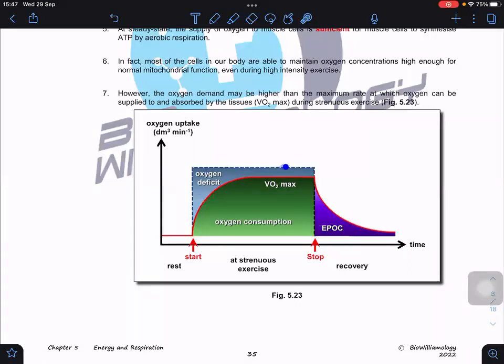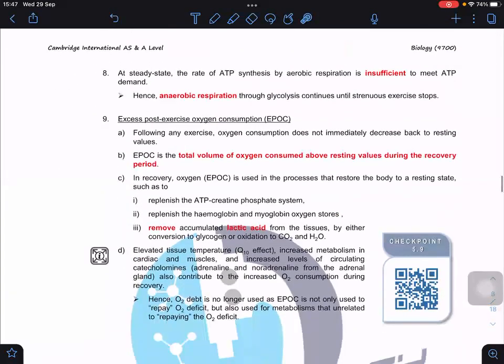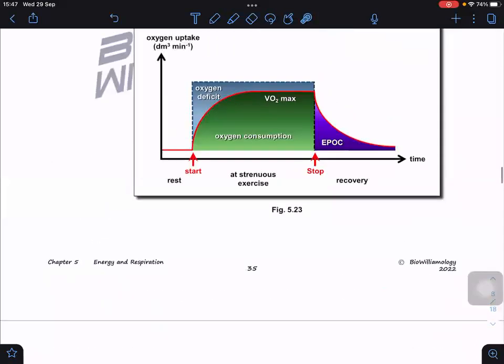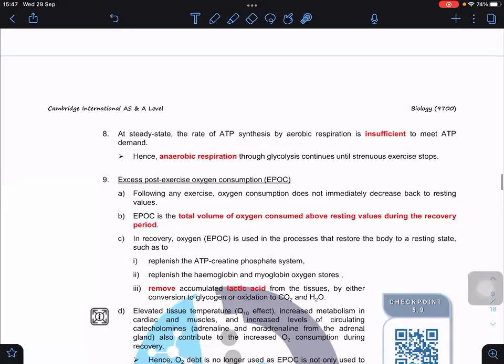So it means that lactic acid continues to be produced, so it will stop us from continuing the activity. So this part is termed as EPOC. So at steady state, the rate of ATP synthesis by aerobic respiration is now insufficient. You look at this, sufficient or not? Insufficient, because it is already maximum. I can't increase anymore. So therefore anaerobic respiration through glycolysis continues until the exercise stops.